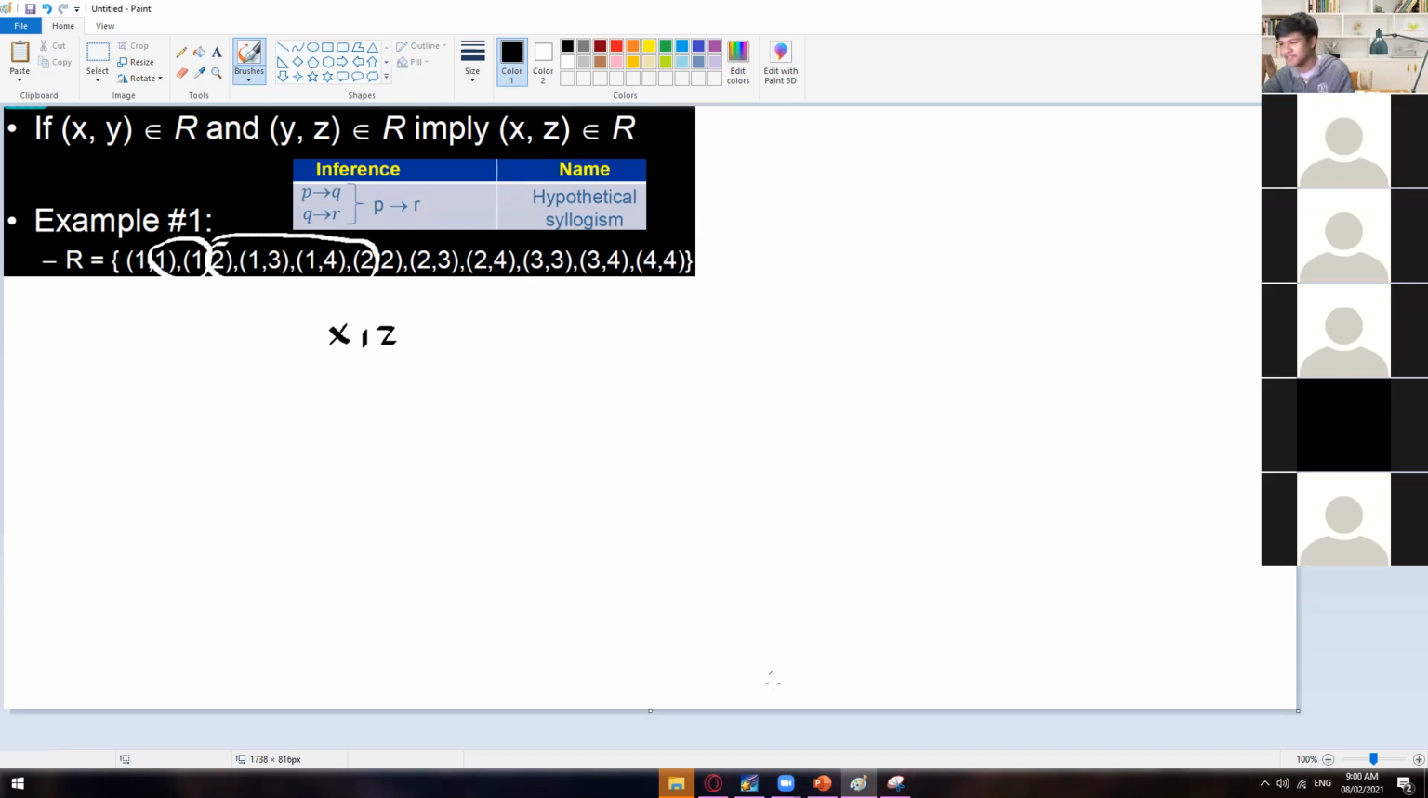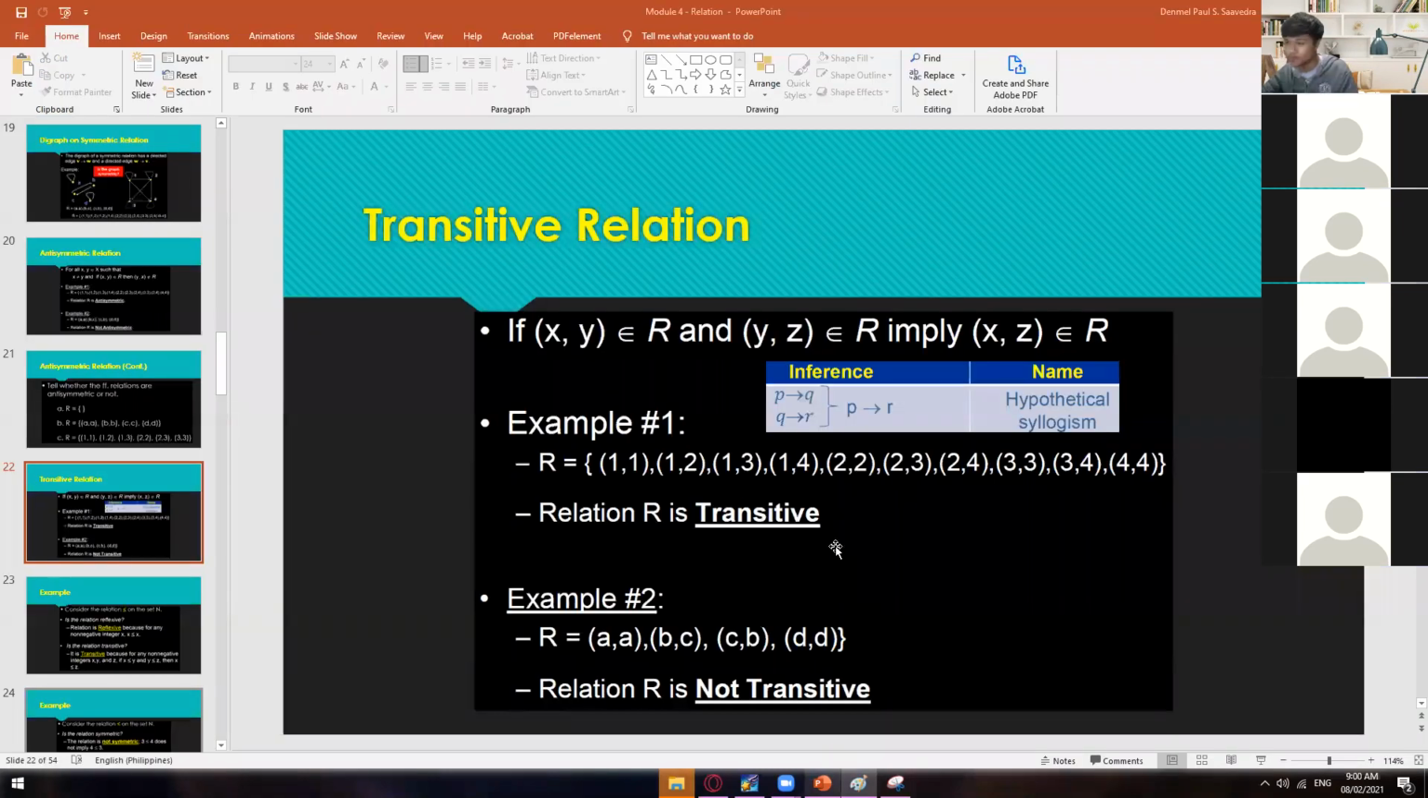All right, to those who are not yet done, I'll give this one as your self-study assignment, or self-study example rather. So this one is transitive, okay? So if you have x, y, and then y, z, you should have x, z.